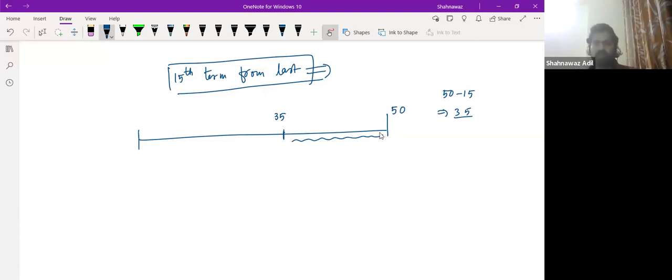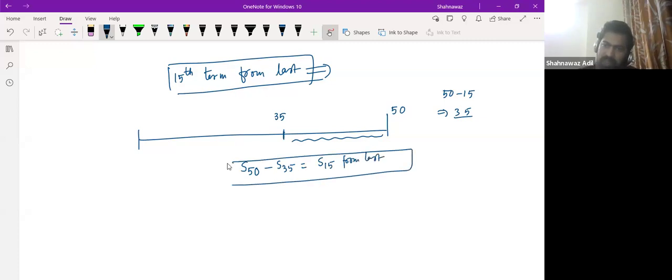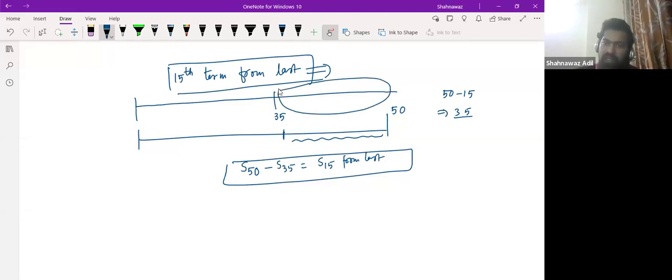You have two methods to solve it, right? If you don't know AN, then you can find S50 and subtract S35 from it. Then you will get the sum of the last 15 terms, right? Clear? Yes, sir. You find the sum up to one term, then the sum up to the other, and subtract, and you get the sum of the last 15 terms. This is one idea if you have the total number of terms.